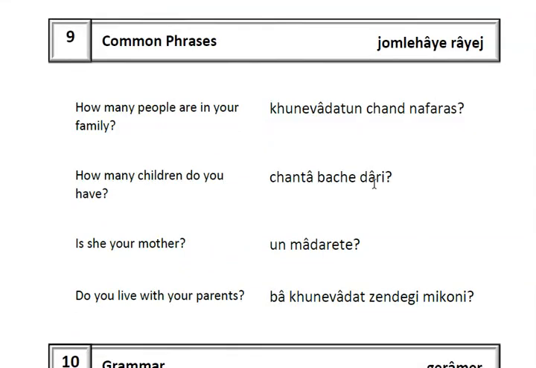Okay, next part is common phrases again. خانوادتون چند نفر است؟ It means how many members are in your family. خانوادتون means your family. چند means how many. نفر است how many people. چند تا بچه داری؟ How many children do you have? اون مادرته؟ با خانوادت زندگی میکنی؟ زندگی کردن means to live. Do you live with your parents?